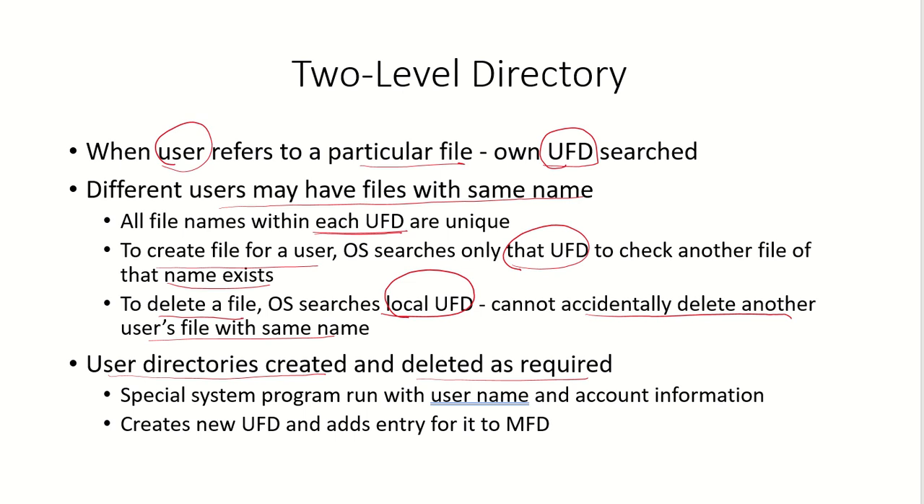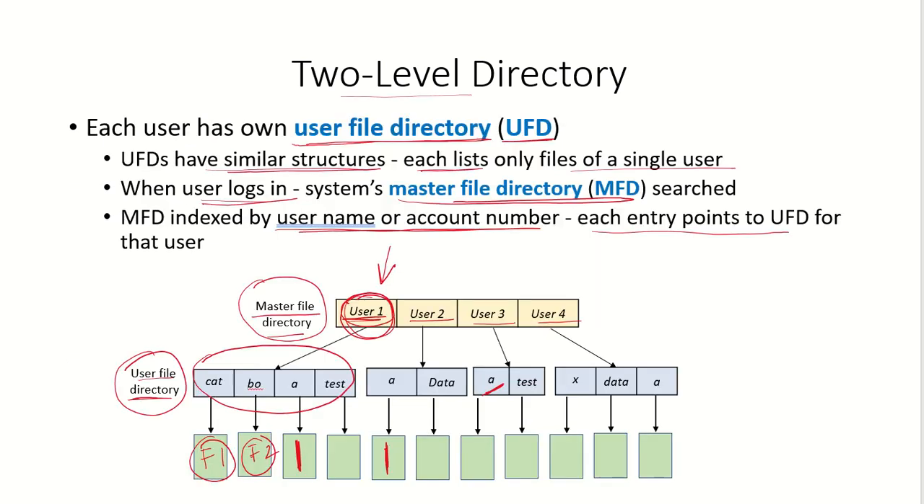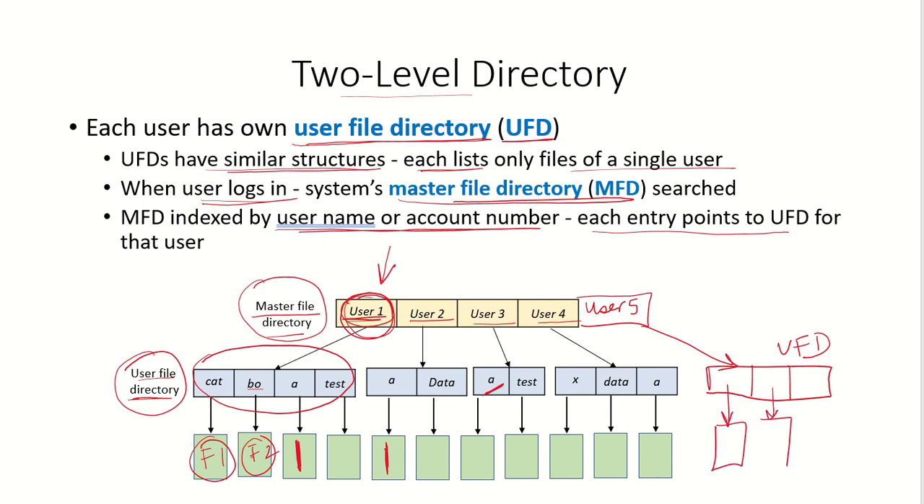So there is a special system program which will run with the username and account information, and it will create a new UFD and add an entry for it to the MFD. So let's say a user 5 now joins or logs in and wants to create their own files. Now the UFD for that particular user will be created and its entry will be put in the master file directory. So now you will have the UFD of user 5, and as and when he starts adding or creating files, these entries will come in the UFD of that particular user.